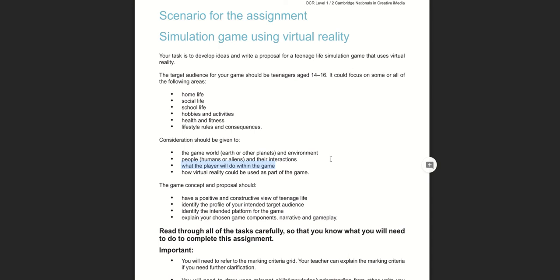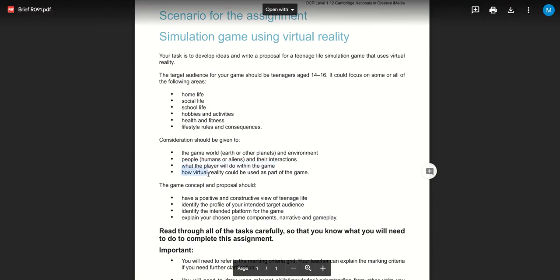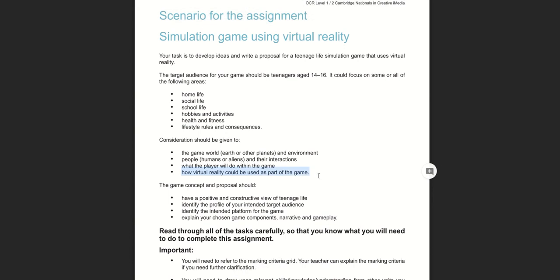Likewise, if this is a simulation game which is more similar to something like Assassin's Creed, whereby there are levels and achievements and things that you can do along the way, then you need to make sure that is clear. Okay, so essentially we need to lay down what the player or players are going to do inside of that game. Okay, and the last point here talks about how virtual reality could be used as part of the game.